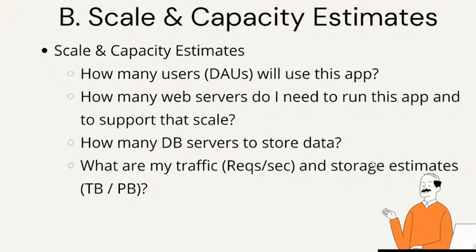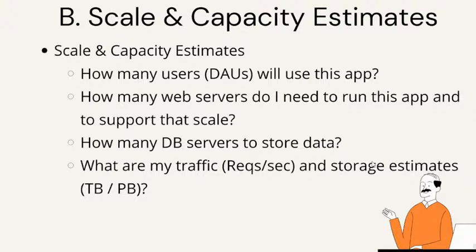The next step involved in system design is understanding the traffic and the capacity estimates. Trying to figure out the number of users for whom we are designing this app. How many users will use this app? What are my daily active users? How many web servers do I need to run this app and to support that scale? How many database servers do I need to store that data? What are my traffic and storage requirements for this app, in terms of requests per second or in terms of terabytes and petabytes? Once you have a clear knowledge about your traffic and capacity estimates, then you can move on to the next step.